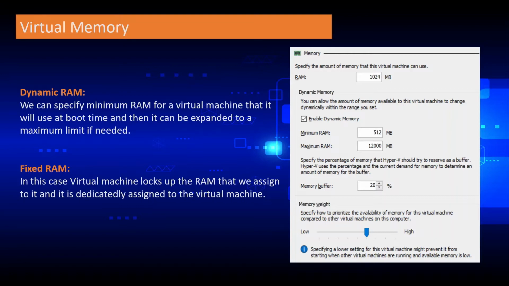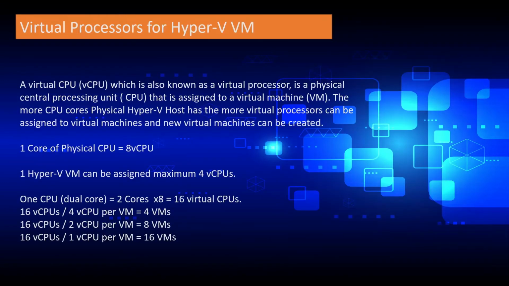And the second one is fixed RAM. In the case of fixed RAM, the virtual machine locks up the amount of RAM that we assign to it. Let's suppose we have assigned 8 GB of RAM to a virtual machine as fixed RAM. In that case, that 8 GB will be locked by this virtual machine, whether any application is running on it or not. All that 8 GB will be used by this VM only. The physical hardware cannot assign that 8 GB to any other virtual machine.